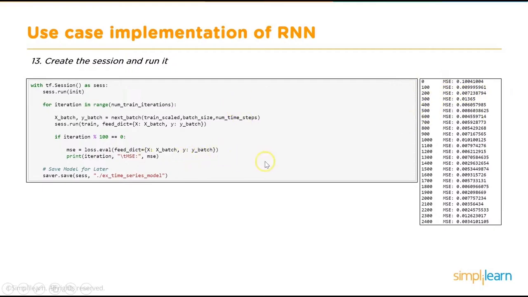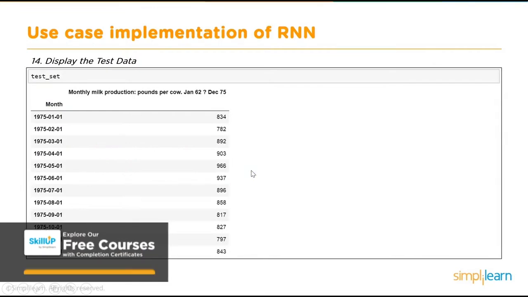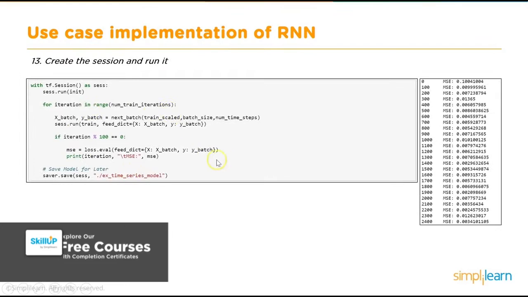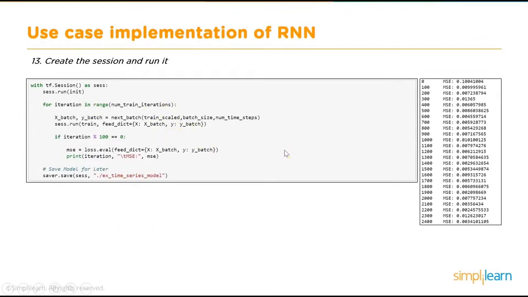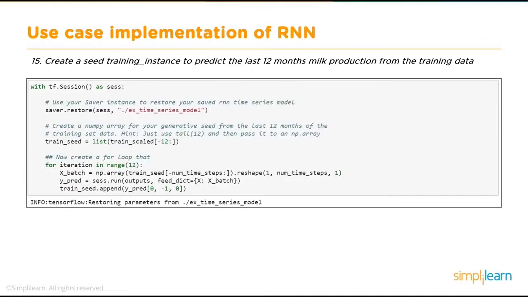Okay, and then you save the model. You remember the saver we created, so you save the model for later use. So this is our test data. Remember we are doing this on training data, right? So once the training is done, we then try to create the inference on the test data so that we can compare how accurate this is.